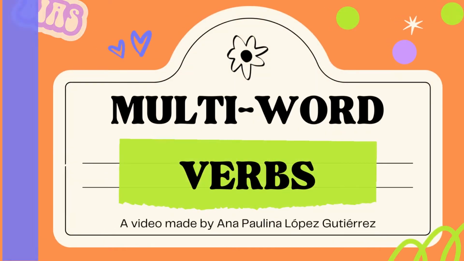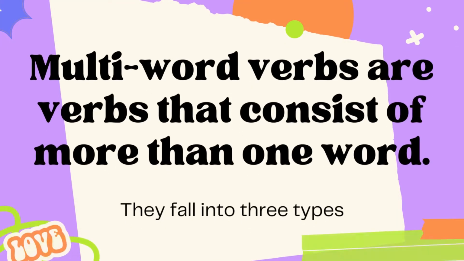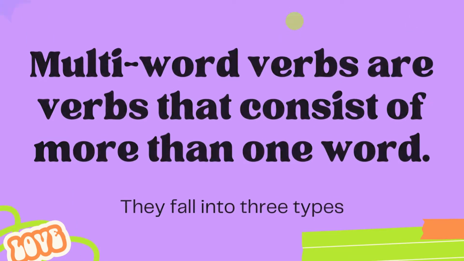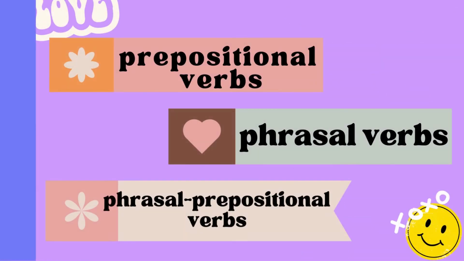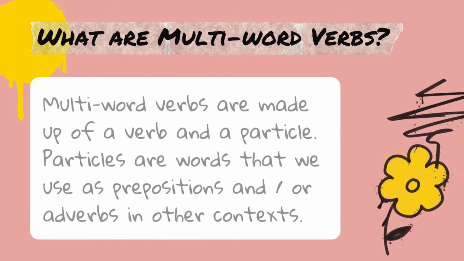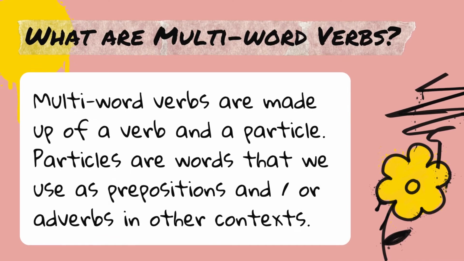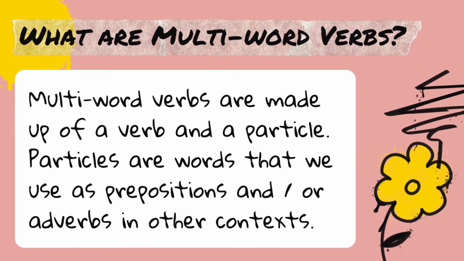Multiword verbs. Multiword verbs are verbs that consist of more than one word. They fall into three types: prepositional verbs, phrasal verbs, and phrasal prepositional verbs. What are multiword verbs? Multiword verbs are made up of a verb and a particle.